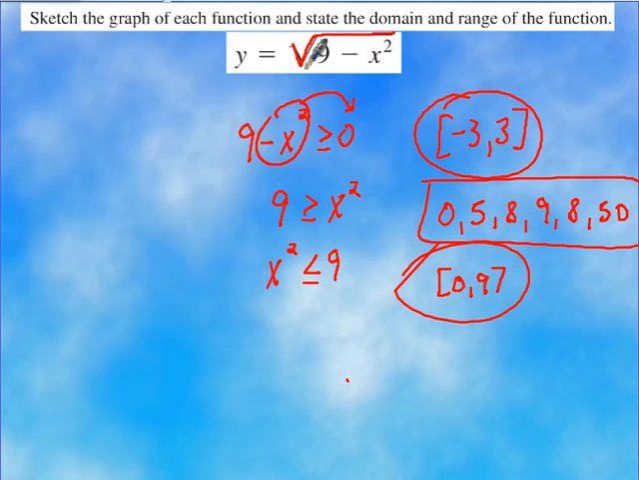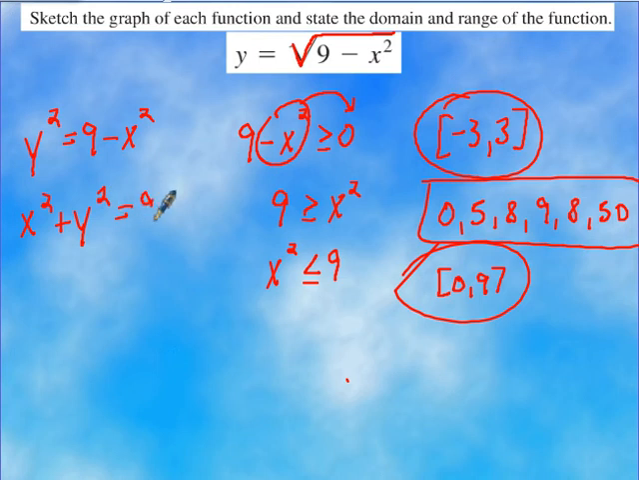So why is that a circle? Watch this. Take the square root and move it over there. You get y squared equals 9 minus x squared. Take x squared and move it over there. It gives you x squared plus y squared equals 9. Is that not a circle? That's a circle with a radius of 3. So why did we not get the whole circle? You may know.